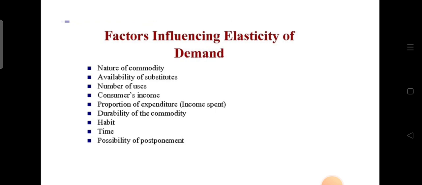And the next one is availability of substitutes. So demand for a commodity will be more elastic if its close substitutes are available in the market. For example, lemon juice, sugarcane juice, etc. But for commodities having no close substitutes, like salt, the demand will be inelastic. That means whether the price increases or decreases, the demand for salt doesn't change.